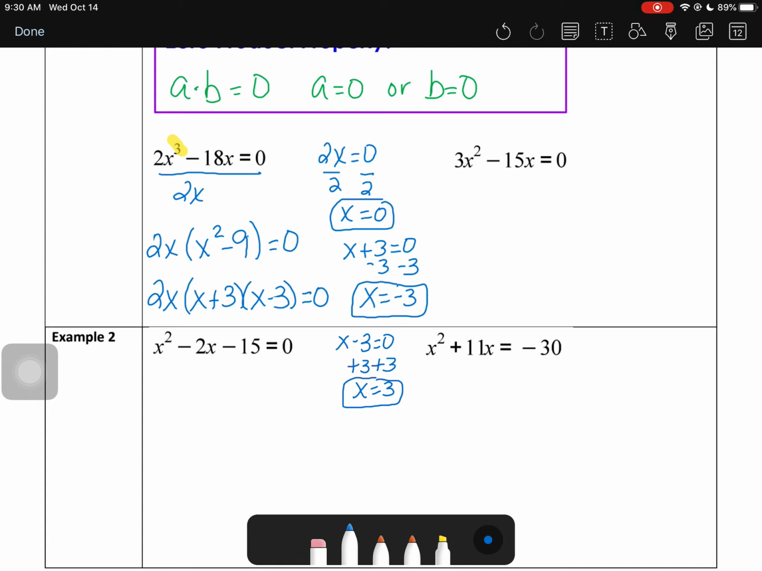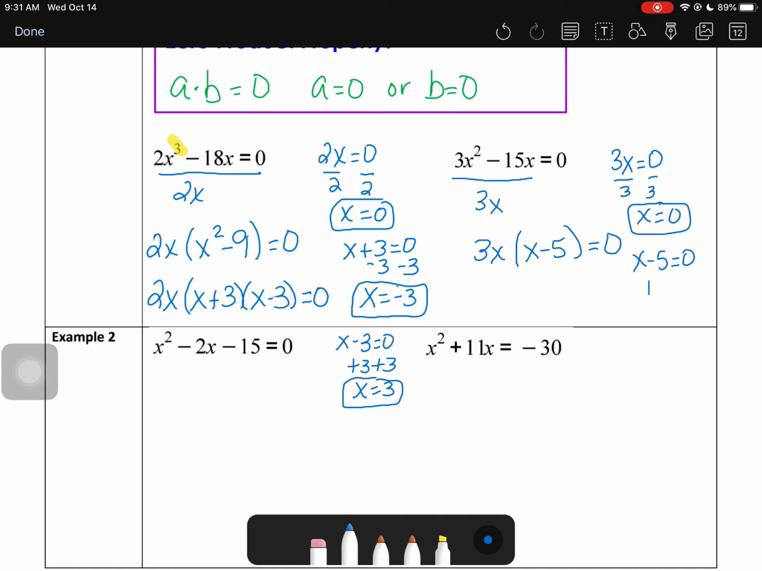In our next problem, we'll again divide by the common factor, which is 3x. So if we take a 3x from each of these, we have x minus 5 as our other factor. And since we no longer have an x squared, we know that we're done factoring, so we're going to set each of these equal to 0 to solve. So 3x equals 0. We're going to divide both sides by 3. So x is equal to 0 is our first solution. Then we have x minus 5 equals 0. To solve, we'll add 5 to both sides. And so we have x is equal to 5 as our second solution.